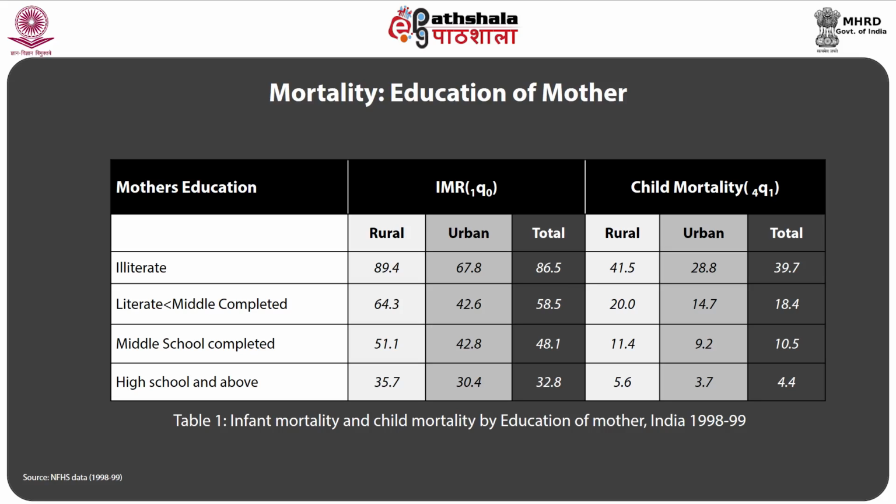If you take the urban area, infant mortality for illiterate mothers is 67.8, whereas for high school and above, it shows 30.4%. Similarly, for child mortality, illiterate mothers in rural areas experience 41.5%, whereas high school and above women's education shows 5.6. This is true with the urban and rural areas also.